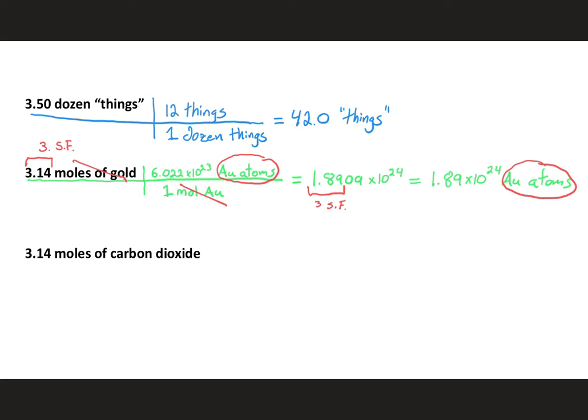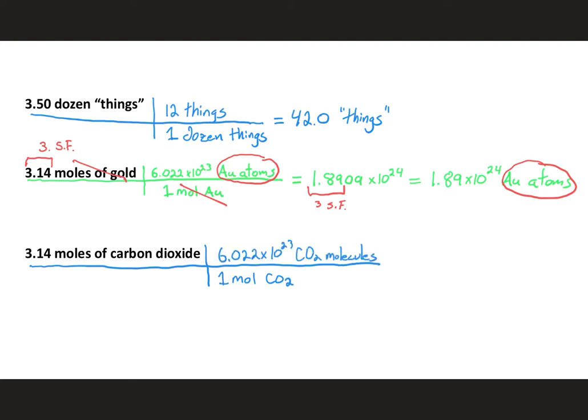The mole concept and Avogadro's number of 6.022 times 10 to the 23rd also apply to molecules like carbon dioxide. 1 mole of carbon dioxide is equal to 6.022 times 10 to the 23rd carbon dioxide molecules. And when we cancel out the units of moles over moles, we're left with carbon dioxide molecules. Run that calculation, and again, we get 1.89 times 10 to the 24th carbon dioxide molecules.